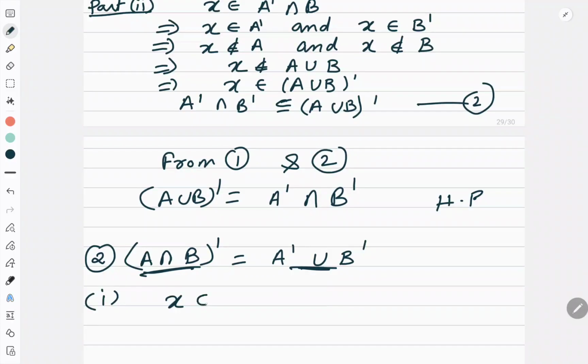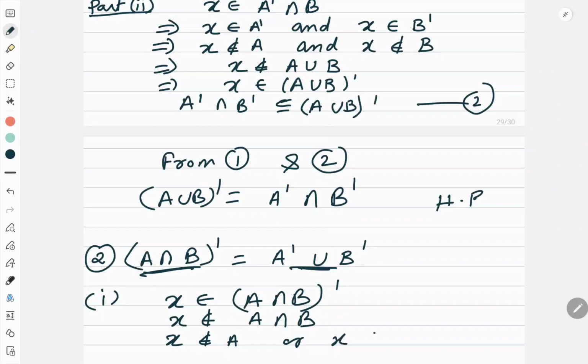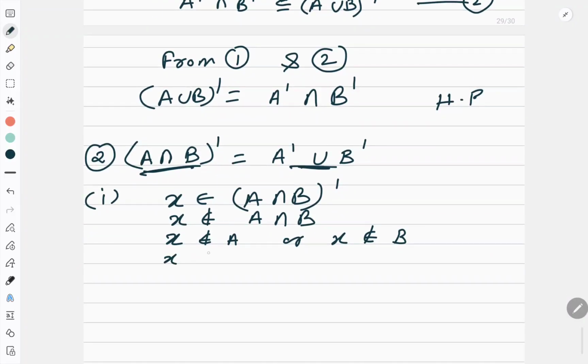So part 1: let X belong to (A intersection B) complement. Means X does not belong to A intersection B. If X does not belong to A intersection B, what does it mean? Means X does not belong to A, or X does not belong to B. Right? Means X belongs to A complement or X belongs to B complement. It means X belongs to A complement union B complement. Simple. So first part is done.